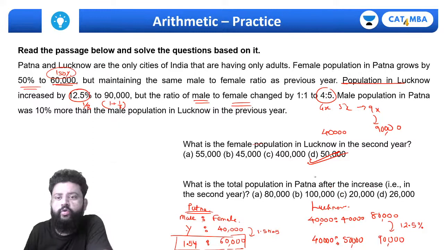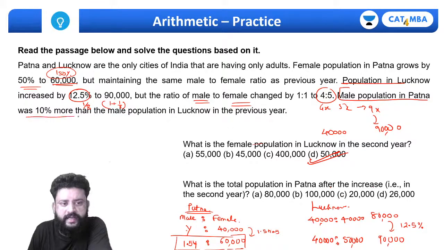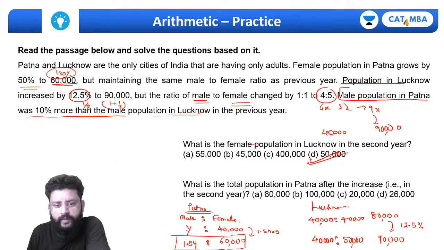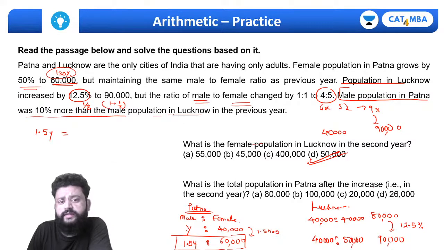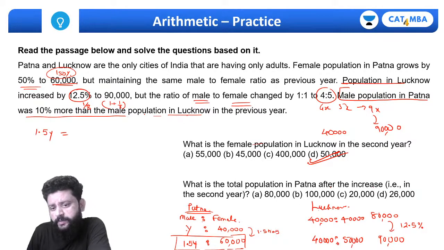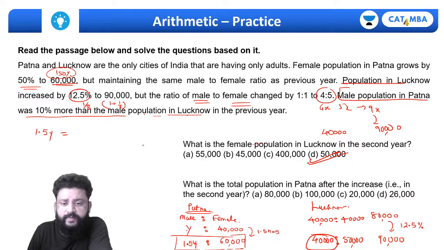Okay, now we know one more thing. The male population in Patna was 10% more than the male population in Lucknow. So male population in Patna is 1.5y, which is 10% more than the male population in Lucknow. लखनऊ का मेल पॉपुलेशन है 40,000, 40,000 का 10% ज़्यादा, 10% ज़्यादा मतलब 4,000, so this must be 44,000.